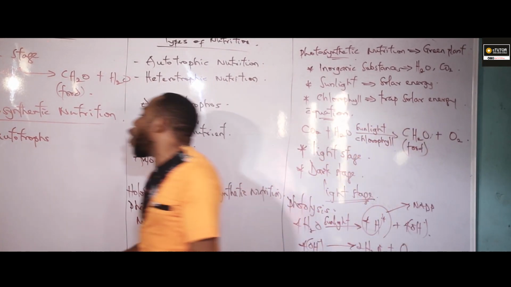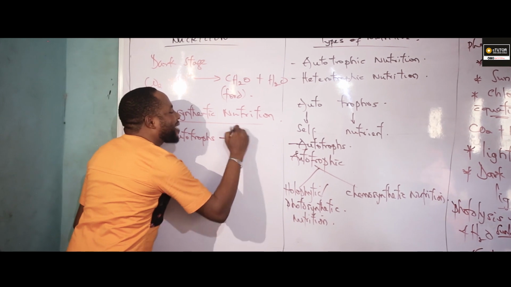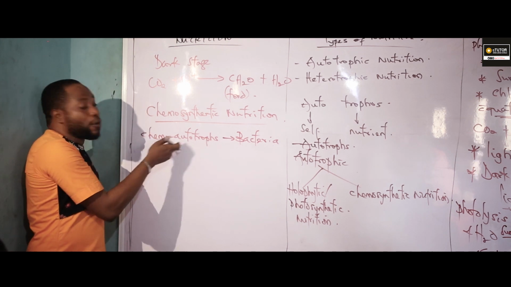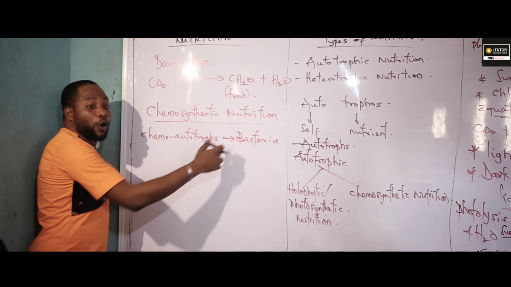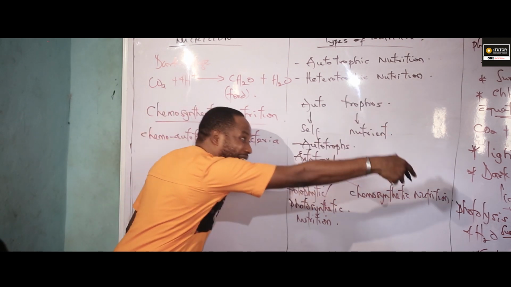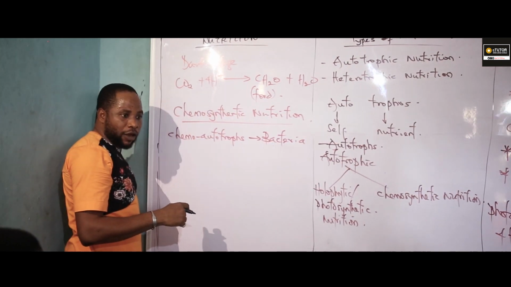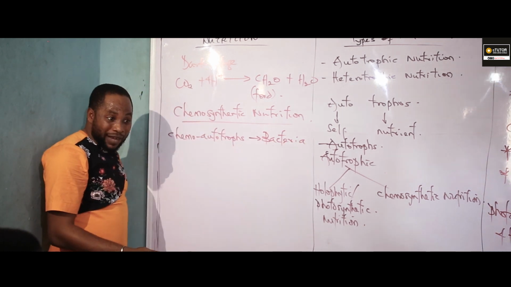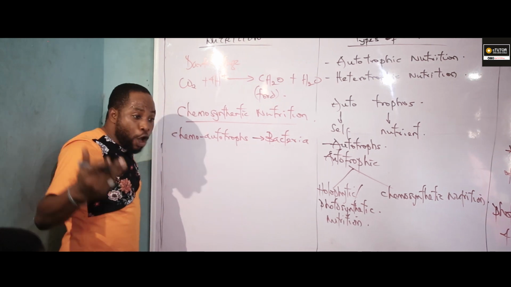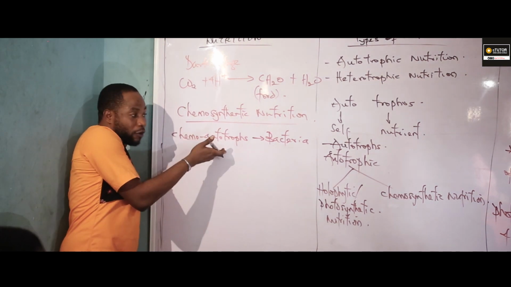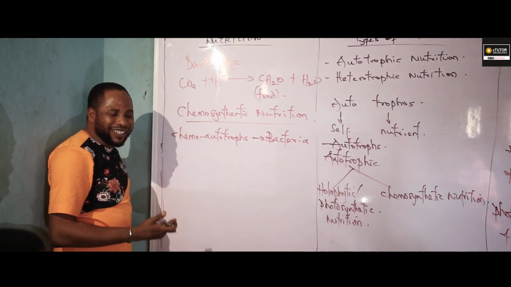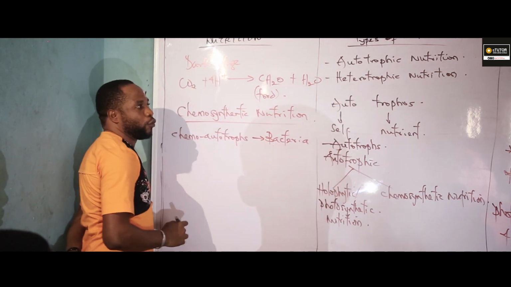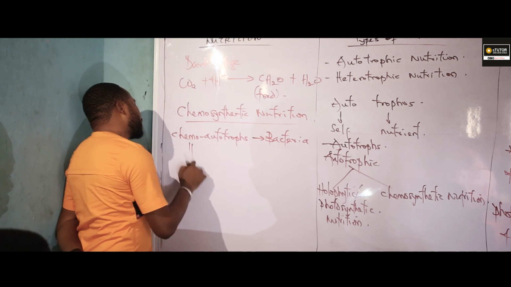An example of chemo-autotrophs is bacteria. So 2 examples of autotrophs are green plants and bacteria. Majority of students believe that autotrophs are majorly green plants. But we have other examples of autotrophs, which are the chemo-autotrophs. An example is bacteria. Did you understand that? So let's go to the second type of nutrition, which we all know as heterotrophic nutrition.